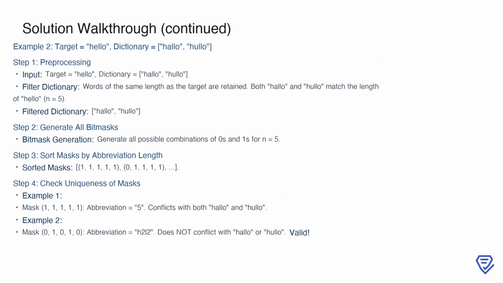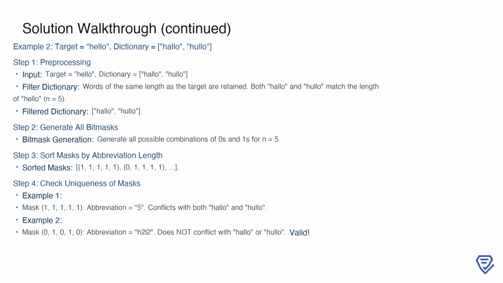Now let's consider another example with the target word hello and a dictionary containing hello and hello. First, we pre-process the input by filtering the dictionary to include only words of the same length as the target. Both hello and hello match the length of hello, so they remain in the filtered dictionary. Next, we generate all possible bit masks for the target, which again results in 2 to the power of 5, or 32 combinations.